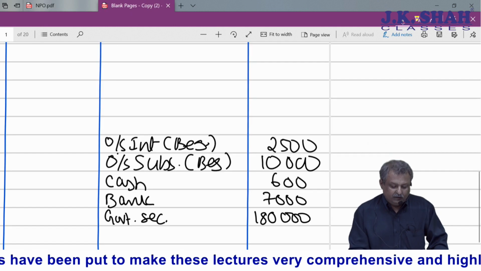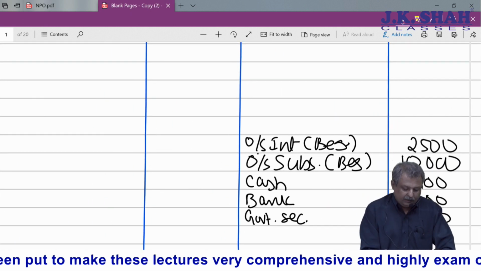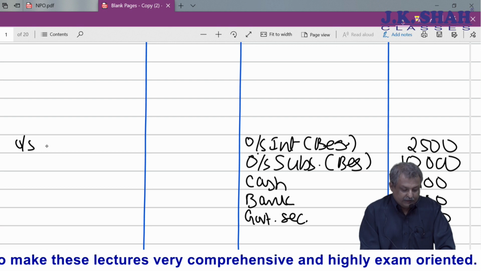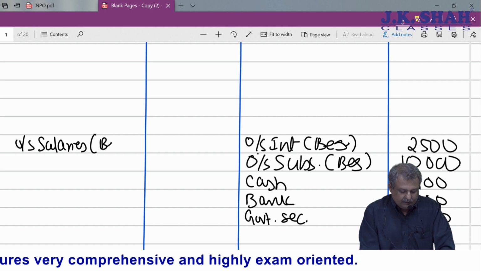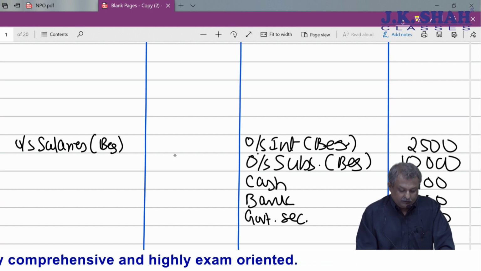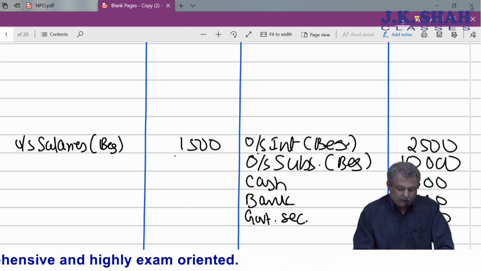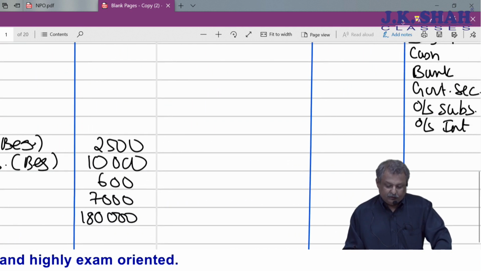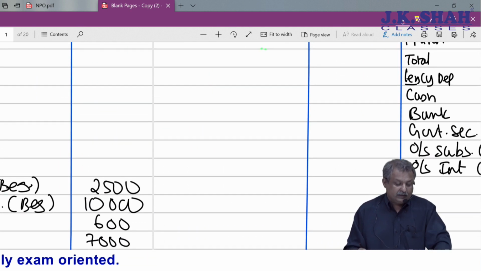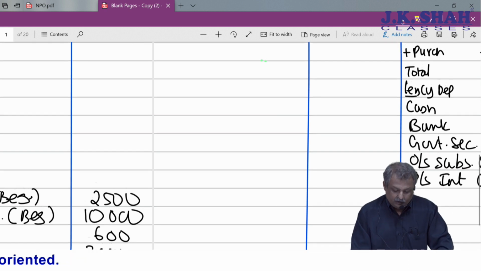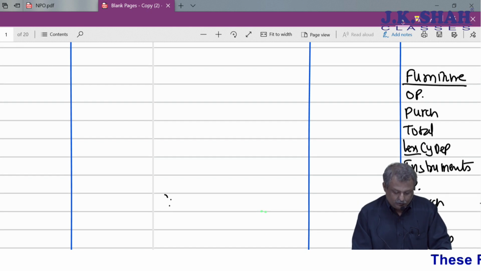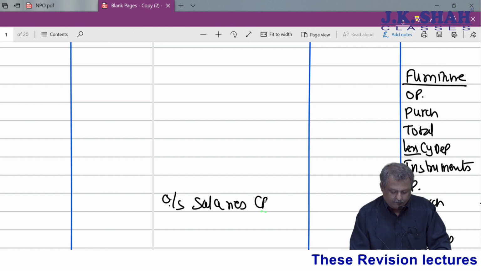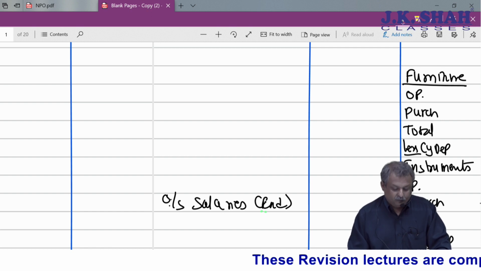Second effect will be opening balance sheet liability. So outstanding salaries beginning 1,500. So the second effect is already in the income and expenditure account. Now 1,000 outstanding salaries at the end. So outstanding salaries at the end 1,000.